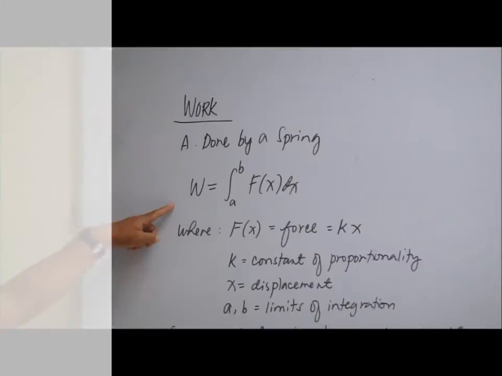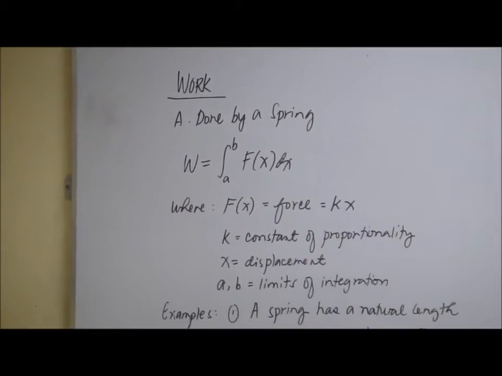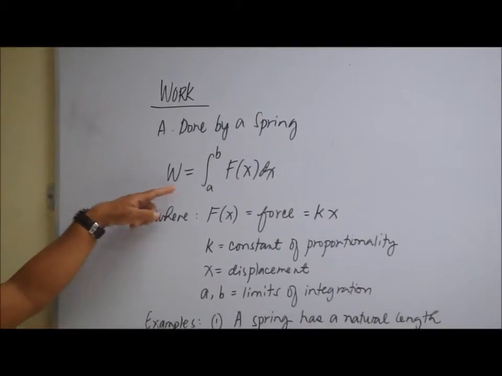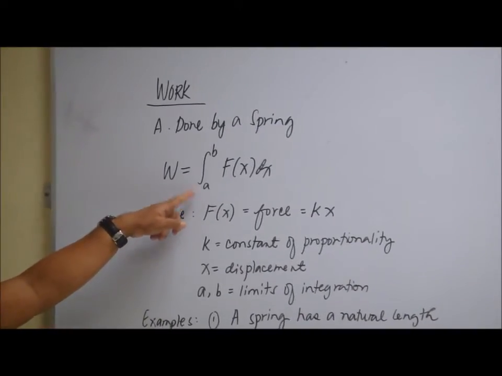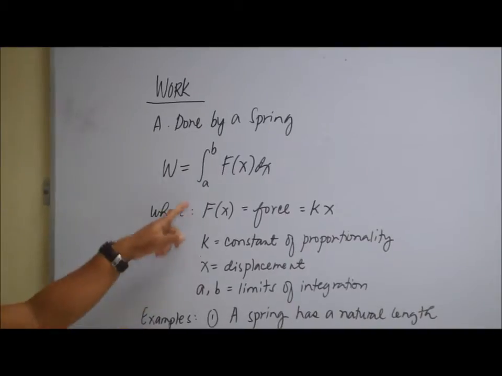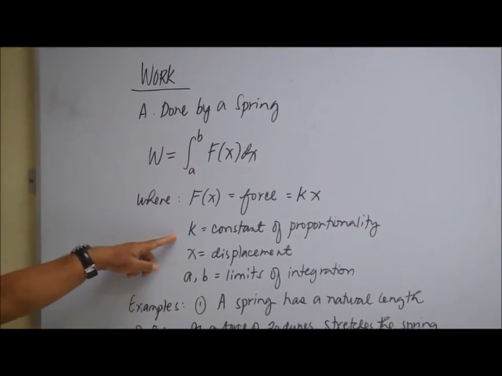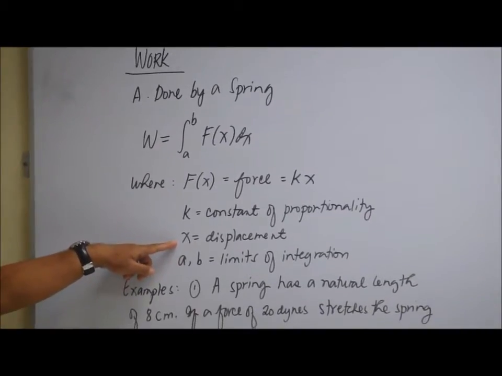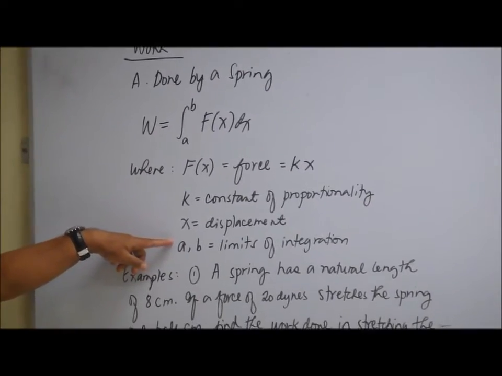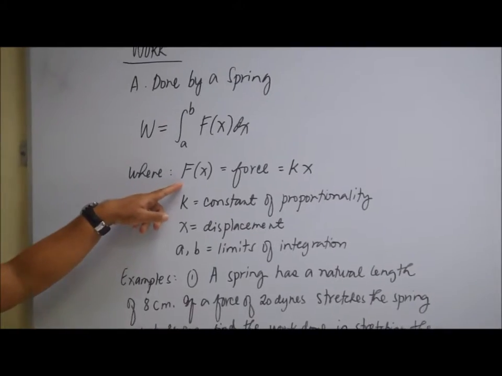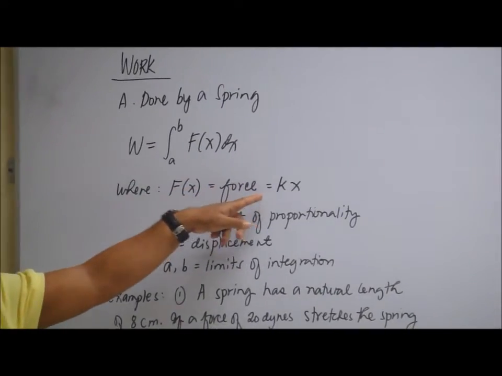Represented by spring. And we have the formula. Work is represented by W equals the integral of f of x dx from a to b, where f of x here represents the force, k is the constant of proportionality, and x is the displacement, and a and b are the limits of integration. And force is also defined to be k times x.